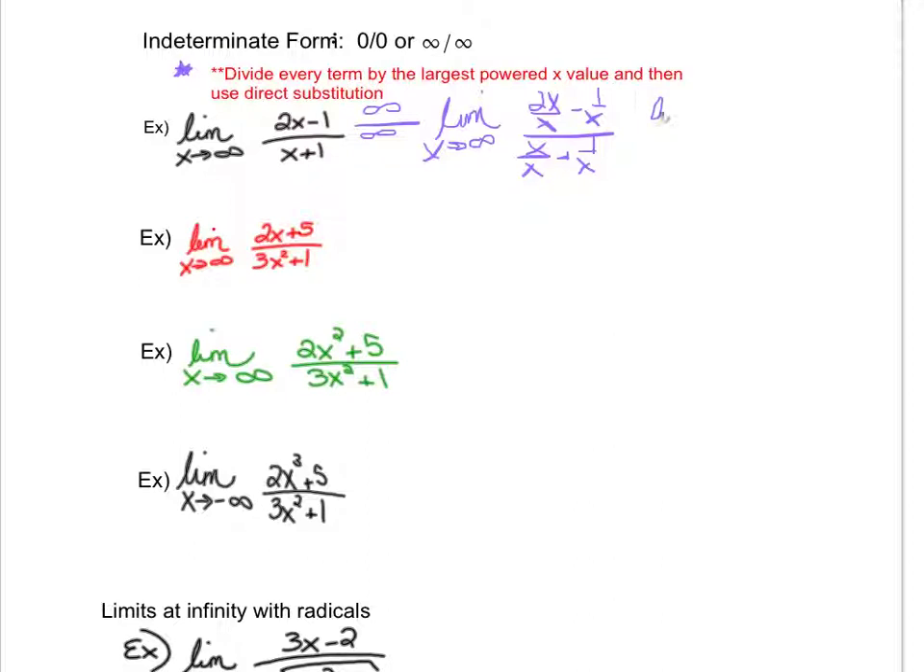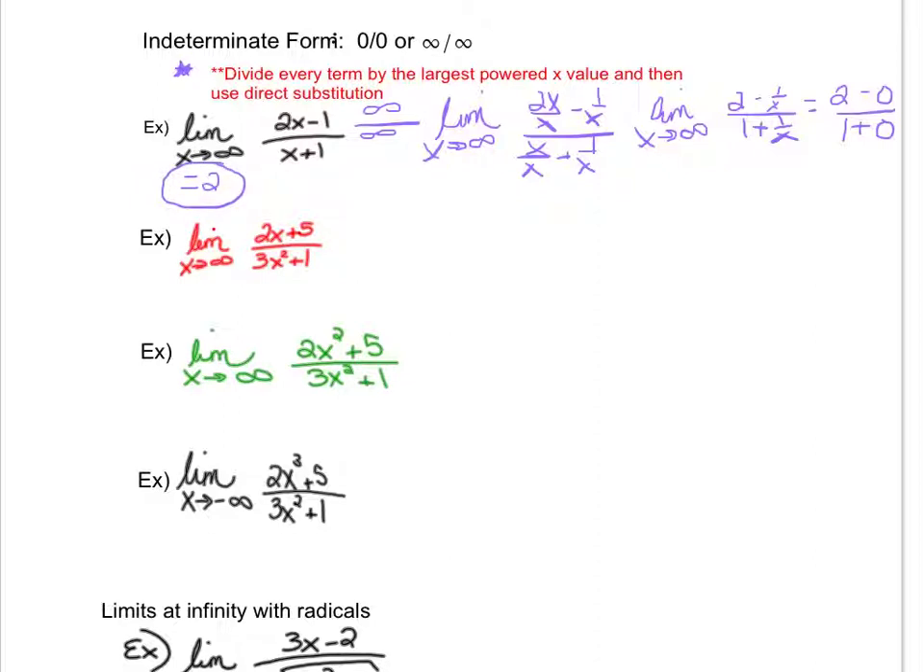This then reduces to the limit as x approaches infinity of 2 minus 1 over x, all over 1 plus 1 over x. Now notice that when I do direct substitution, according to that theorem that we looked at in the first video, 1 over infinity is going to approach 0. So 2 is going to remain 2 regardless of how big we get. 2 minus 0 over 1 plus 0 is just 2 over 1. So my answer to my first example is just 2.